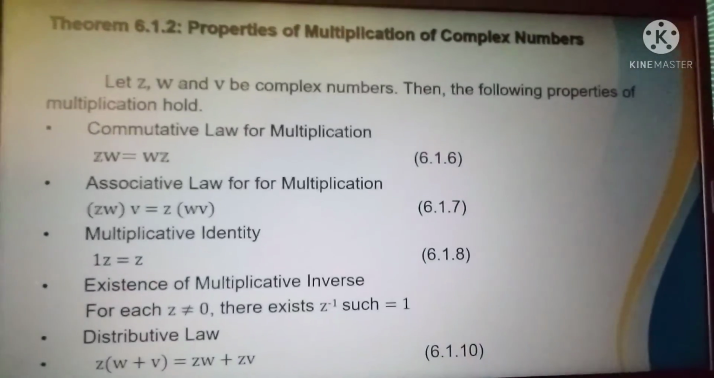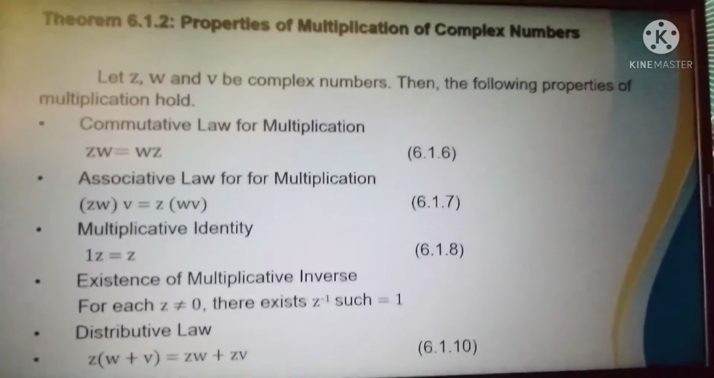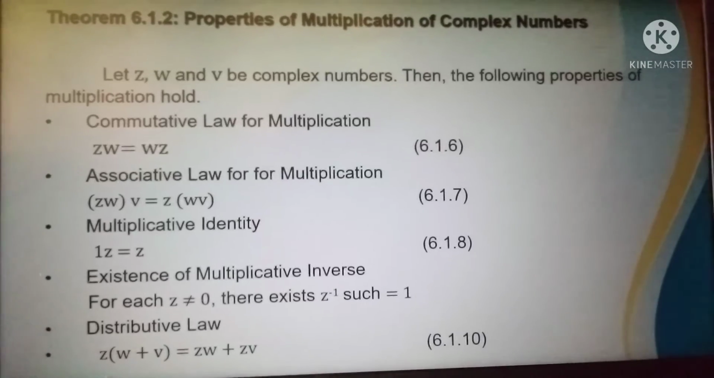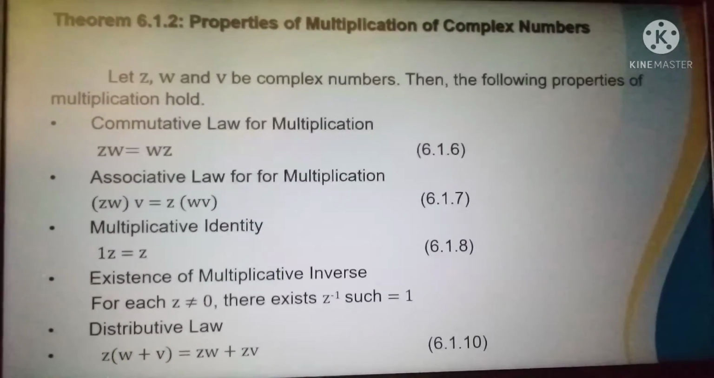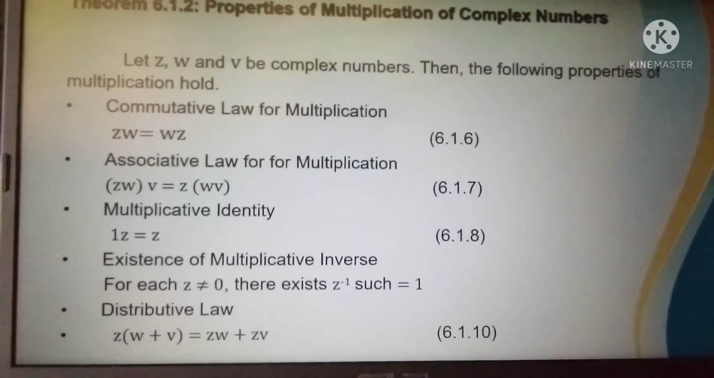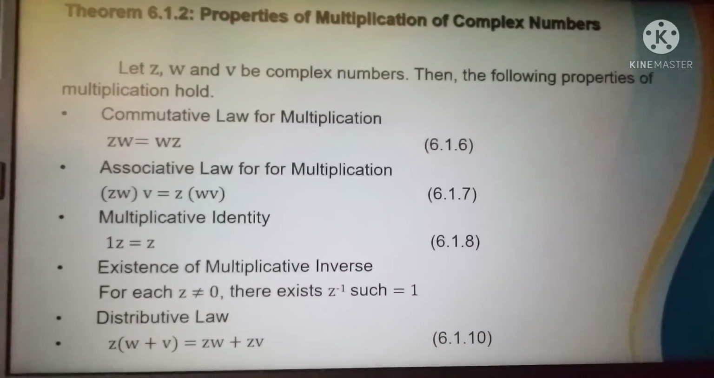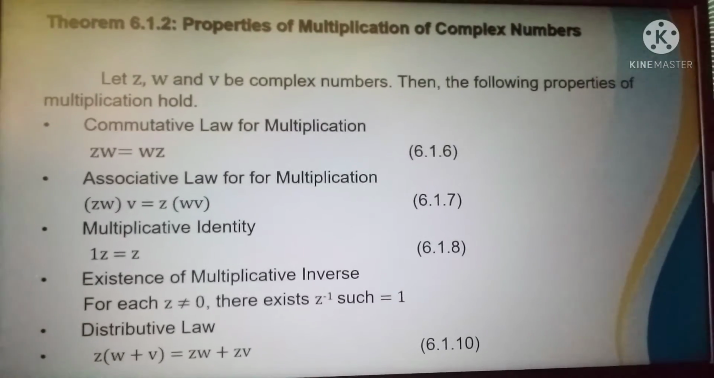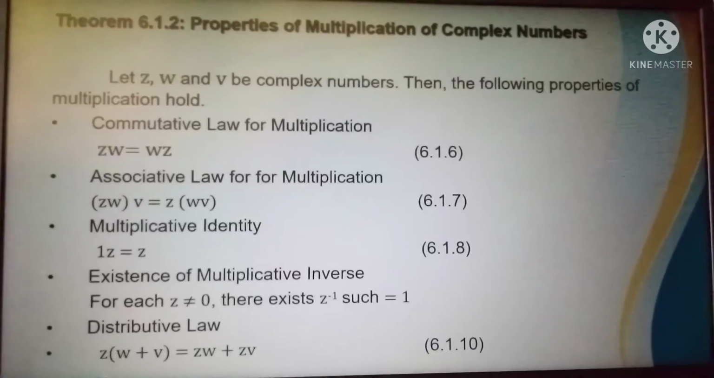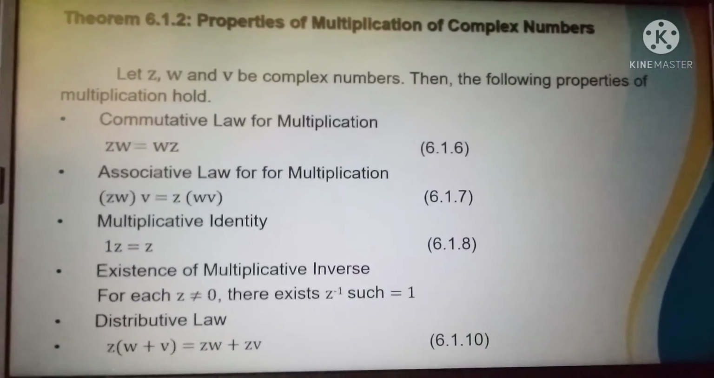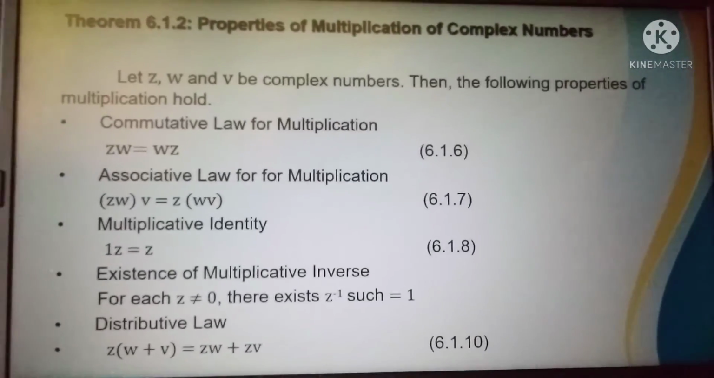So, let's have properties of multiplication of complex numbers. Let z, w, and b be complex numbers. Then, the following properties of multiplication hold. Katulad din nung sa addition of complex numbers, yun din yung properties na meron sa multiplication.